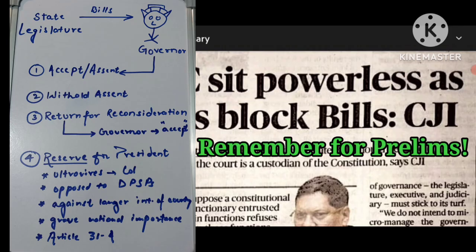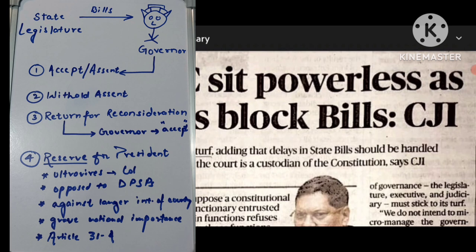So the governor basically has four options. The first option is that he can give assent to the bill, and then the bill can become an act. The second is that the bill shall be withheld by the governor, meaning the governor will indirectly reject the bill, and the bill shall not become an act. The third is that the bill shall be returned to the house, and they have to reconsider the bill, right?